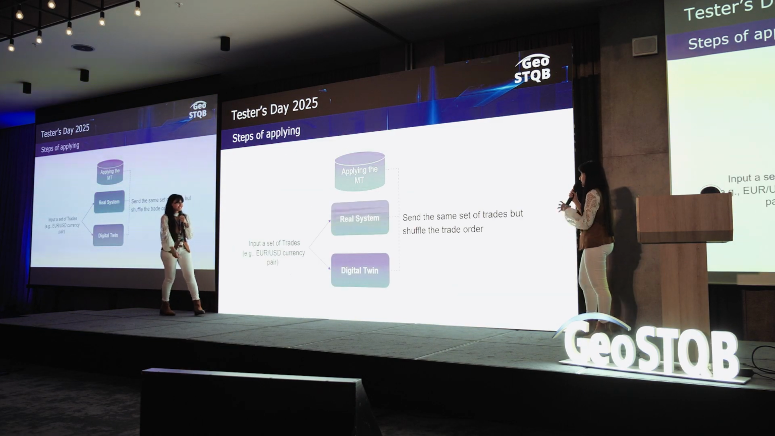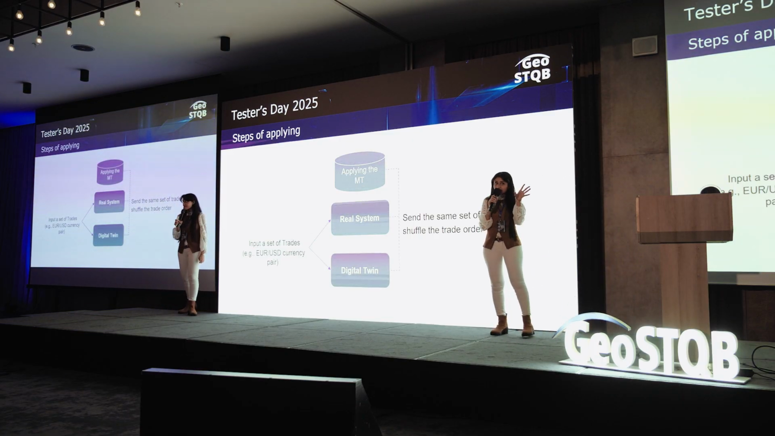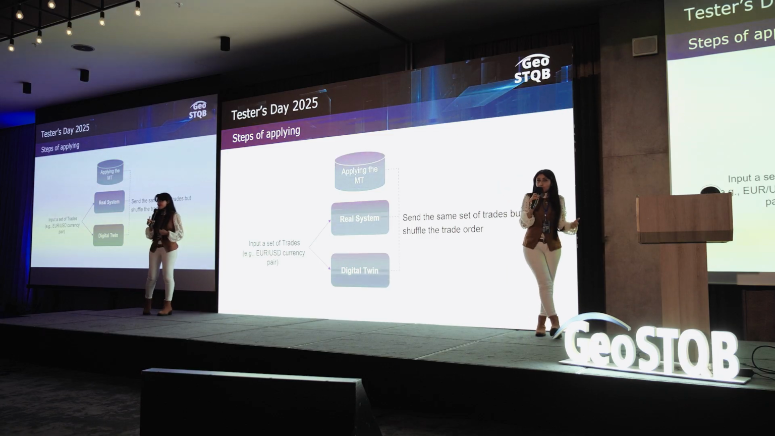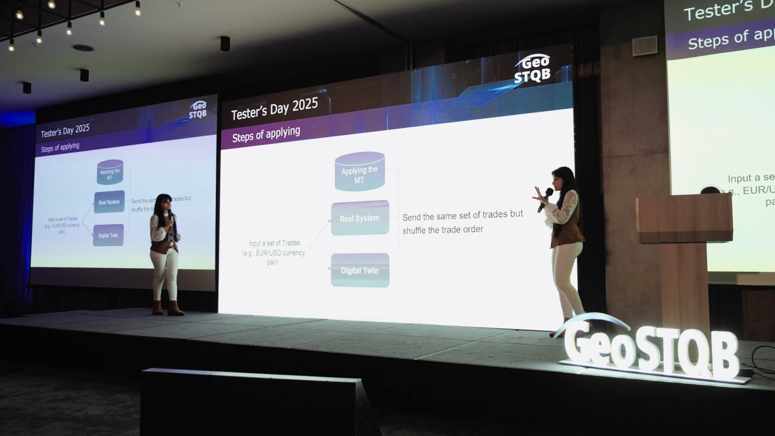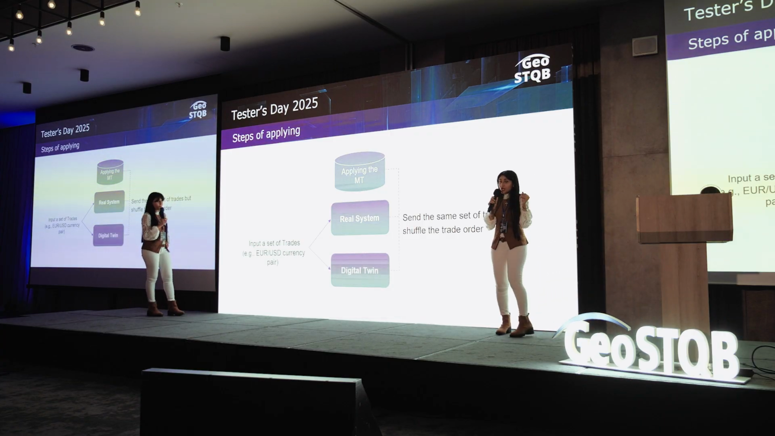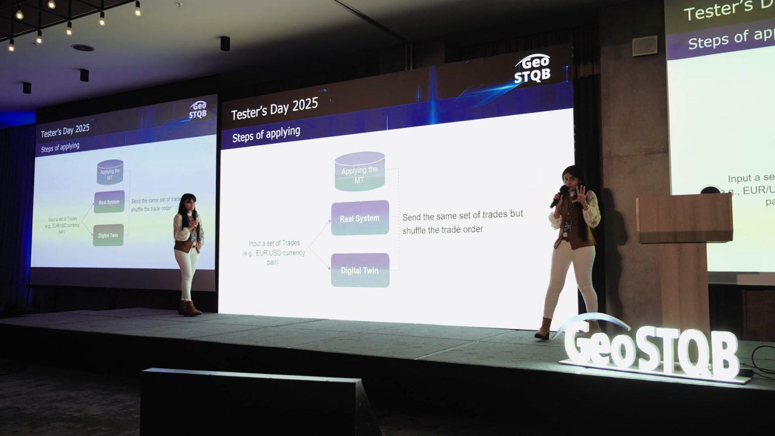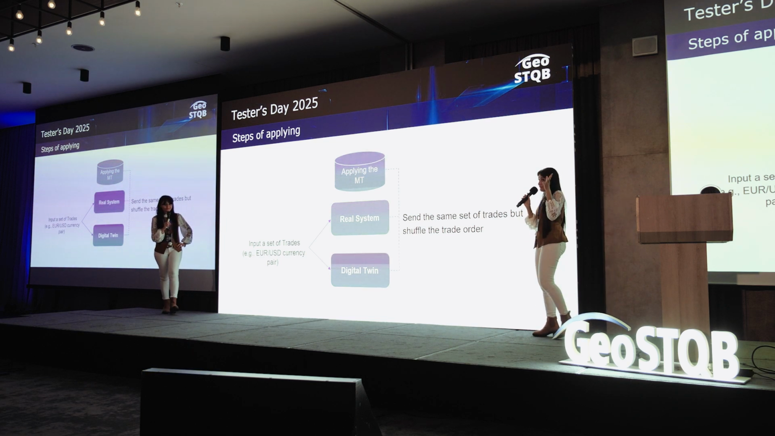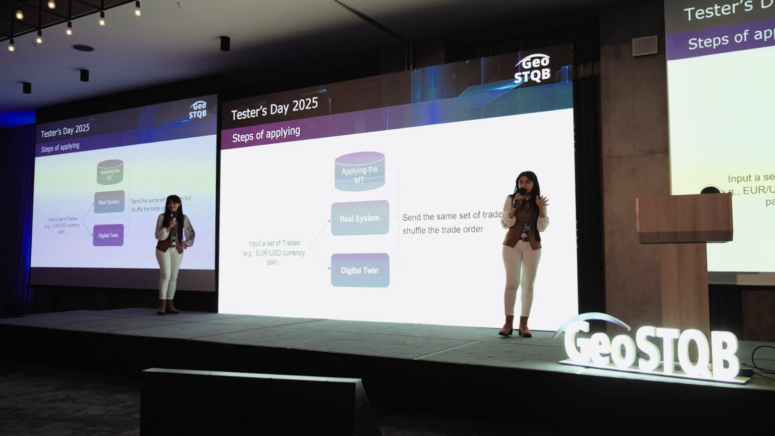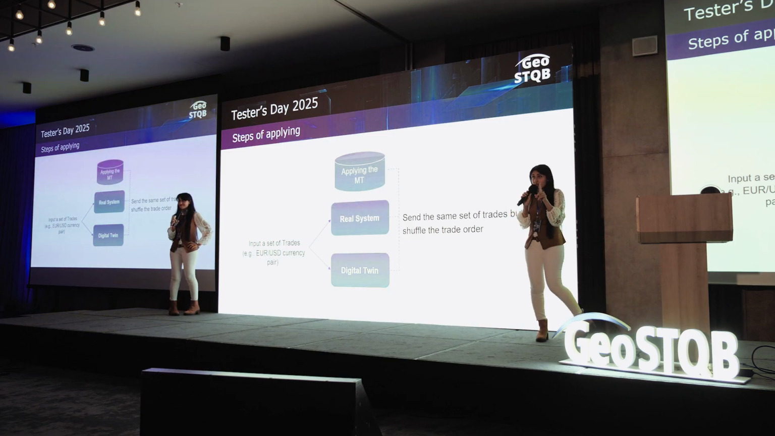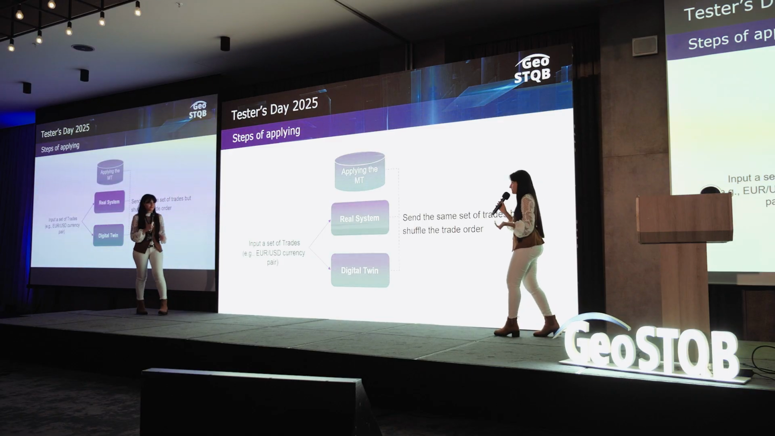Okay, so steps of applying them. Let's imagine we have both the real system and its digital twin. We need to insert an input. So we're going to input a set of trades, let's say 10 trades, Euro-USD currency pair. We're inputting it into both the real system and its digital twin. Then we want to apply the metamorphic testing technique. So we input the same set of trades, but the only difference is that we're shuffling this set of trades. They will not be in the same order. Next.